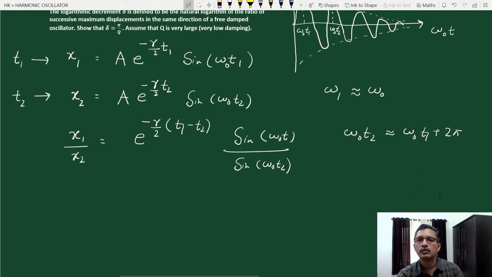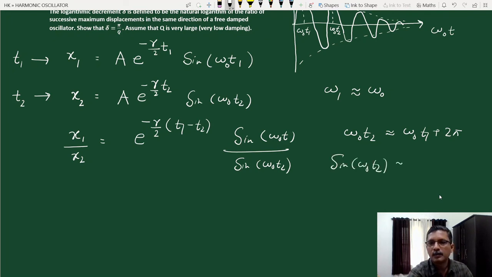Therefore, if this is true, sine omega 0 t2 is approximately sine omega 0 t1 plus 2 pi, which is sine omega 0 t1. So these two terms in the ratio, sine omega 0 t1 in the numerator and sine omega 0 t2 in the denominator, will cancel. So what is our ratio of amplitudes?